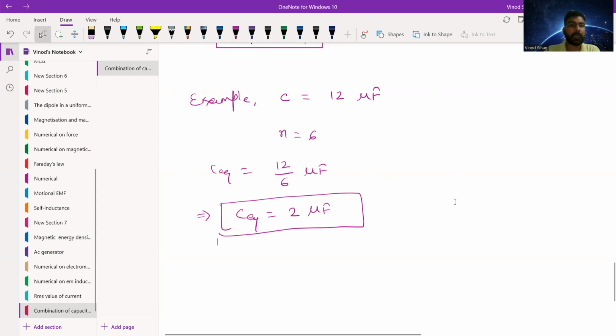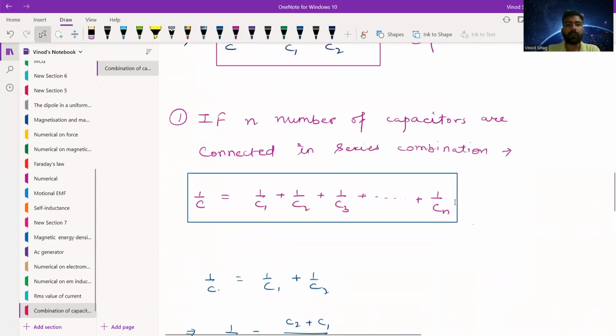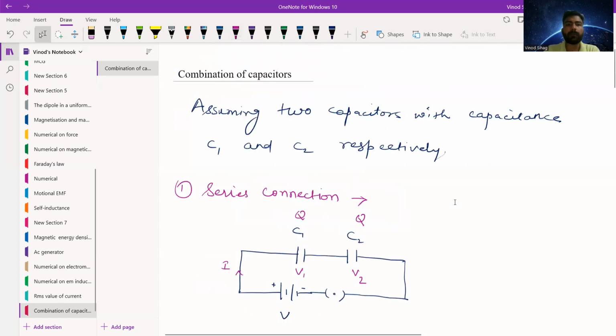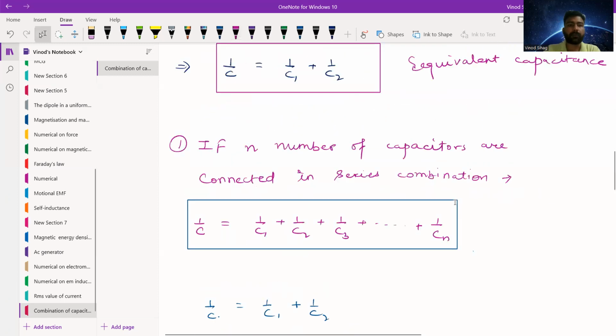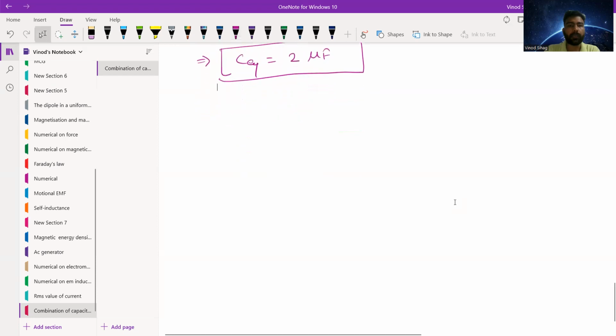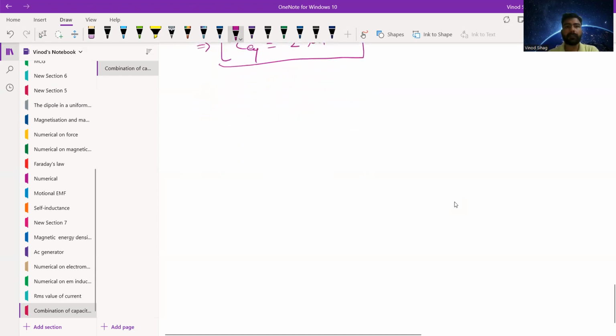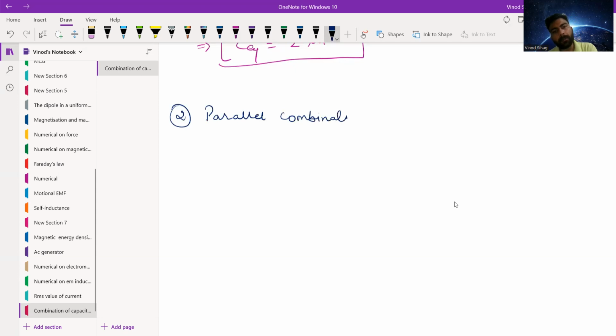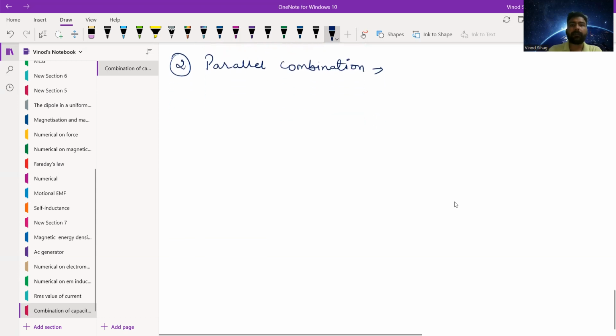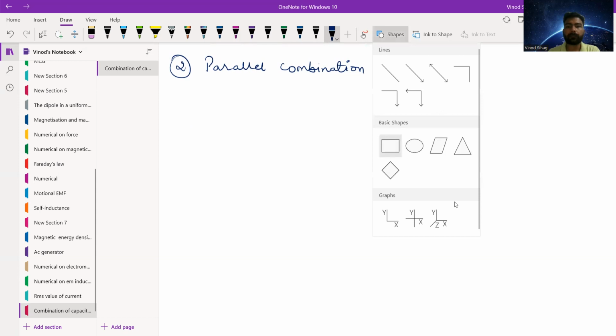I hope you understood. Now we will start with the second combination, that is parallel connection. Okay, let's start. So the second one is parallel combination. Let's draw the diagram first, how it will look.